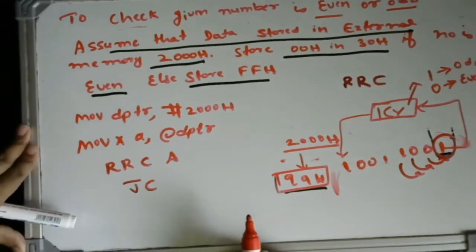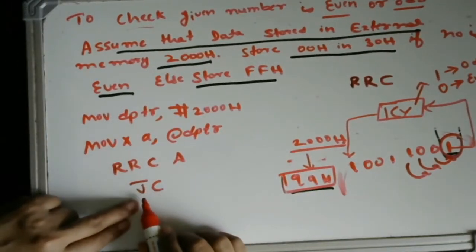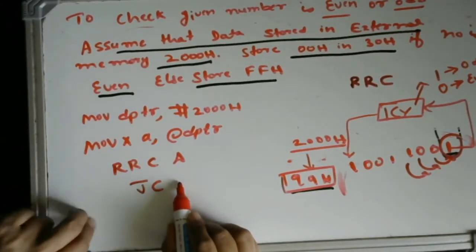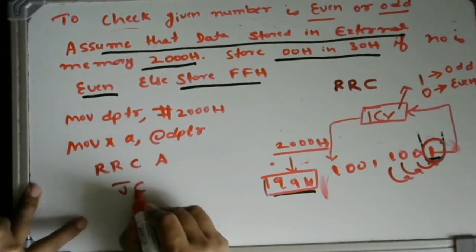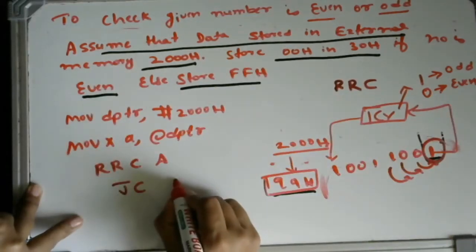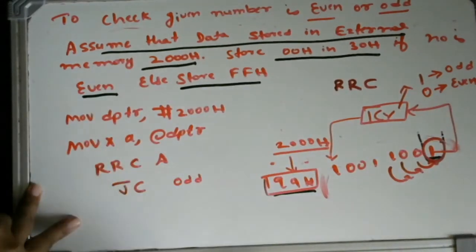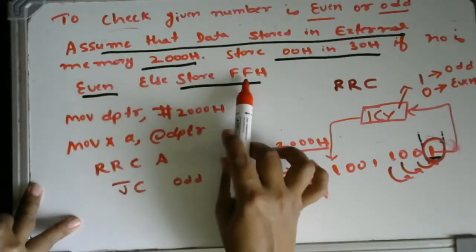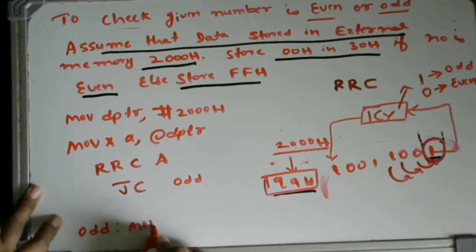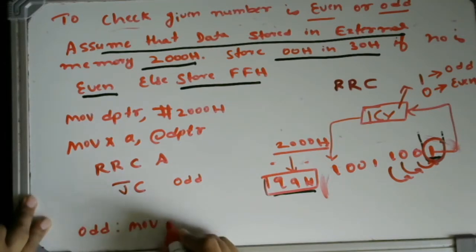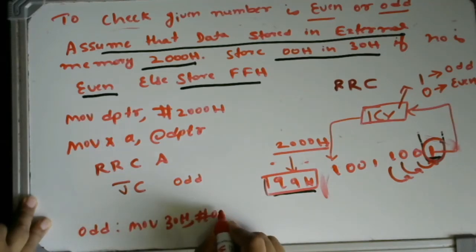For that we use a conditional instruction, where we have to specify the target address. If the carry is generated, it means the number is odd. So what do we need to do if the number is odd? We need to store FFH. So here I'll write the label odd, and we store FFH by the instruction MOV 30H, #0FFH.